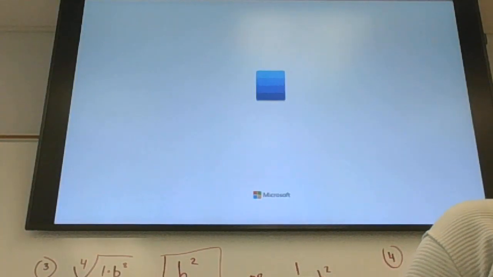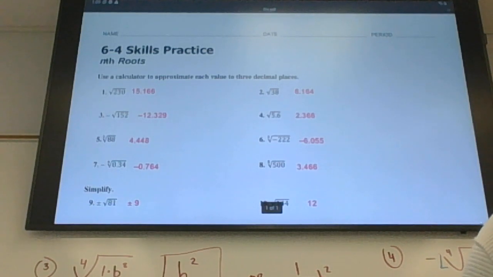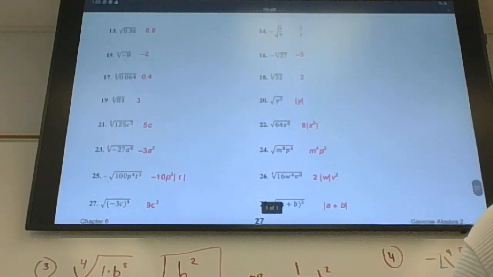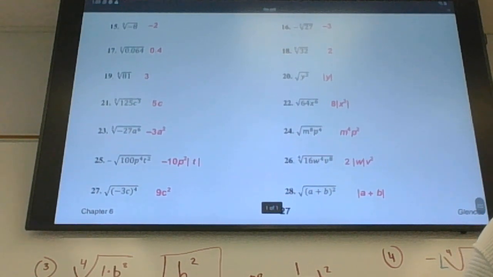Was writing just like this, or is it completely different? I think it's actually a little bit easier, because that's from this year. Again, think about those absolute value bars. Don't forget about them.